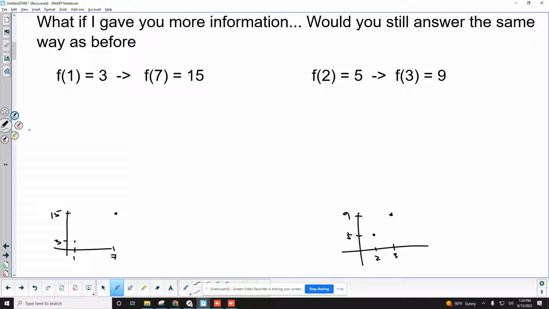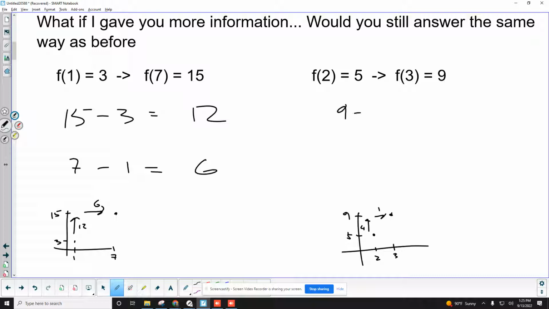Good. You guys are saying the correct word, the S word. You're like, well, my y's go up by 12, but I go up by these 12 y's over the course of 6 x's because 7 minus 1 is 6. So up 12 y's over 6 x's. Here, we're going up 4 y's, but over the course of 1 x. So 9 minus 5, that's 4. Cool. 3 minus 2, that's 1. But how can I compare these?